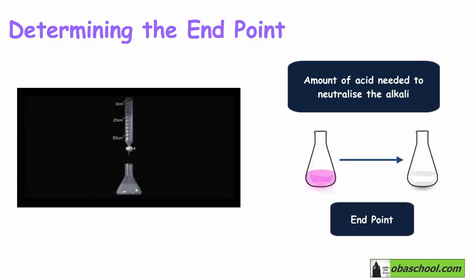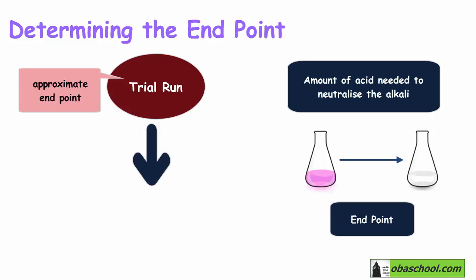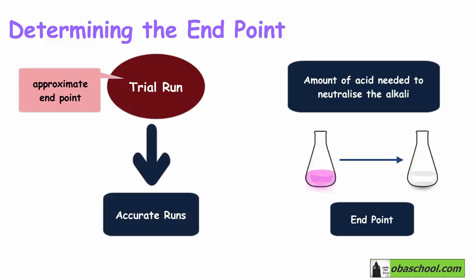The first time we run the titration will be called the trial run, because it's common that we might overshoot the amount of acid needed. So the trial run will help us to find out the approximate endpoint for the titration. And then we will run the titration 2 to 3 times after the trial run to obtain accurate results. So after the trial run, we must add the acid drop by drop to ensure that we don't miss the endpoint. Now we will move to recording the data.